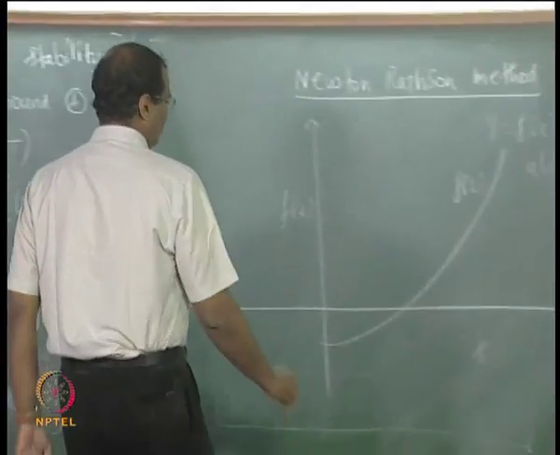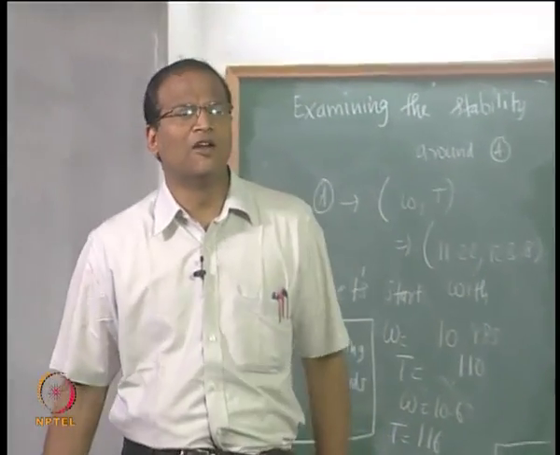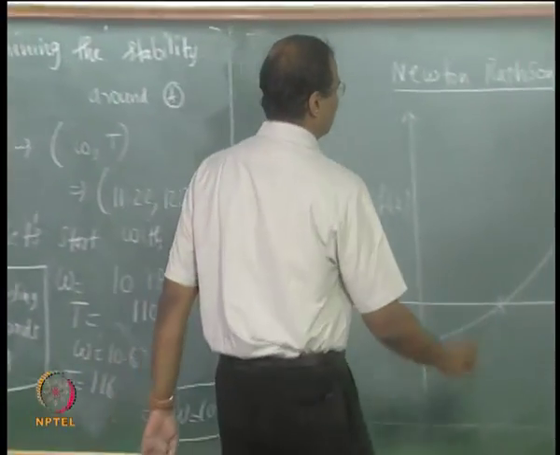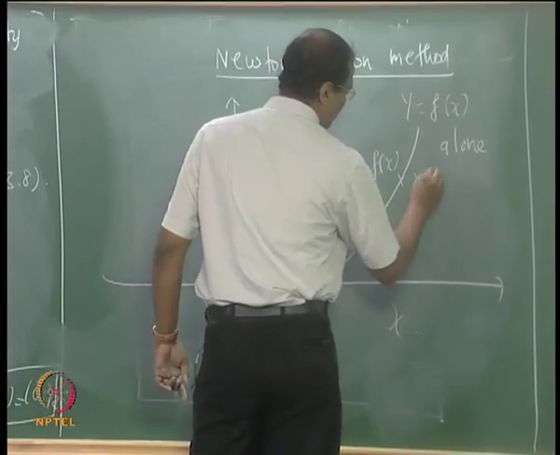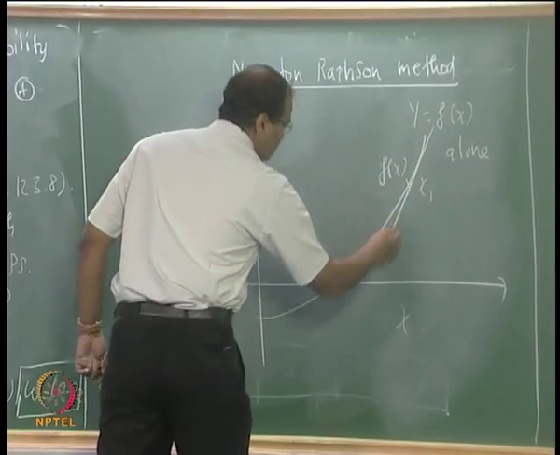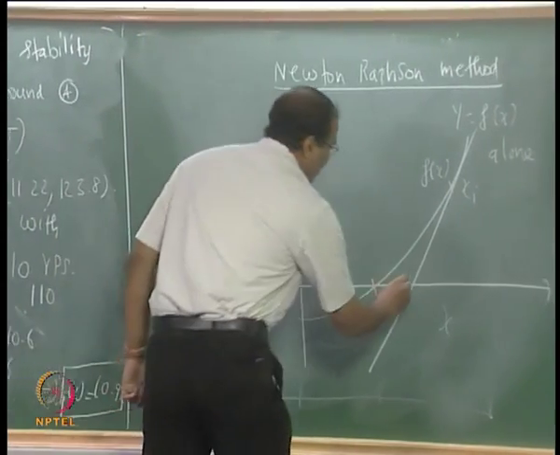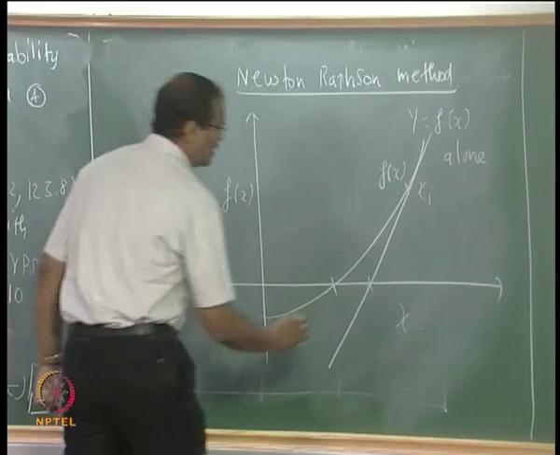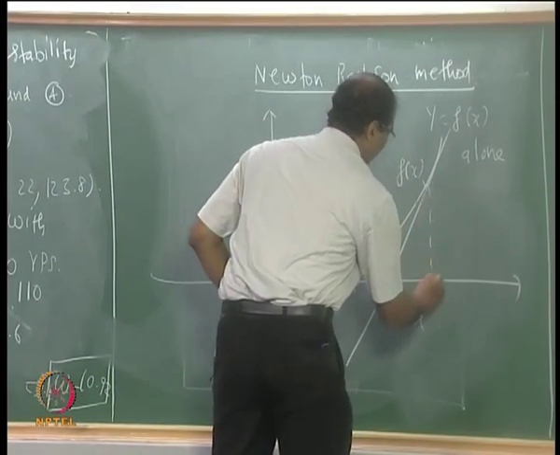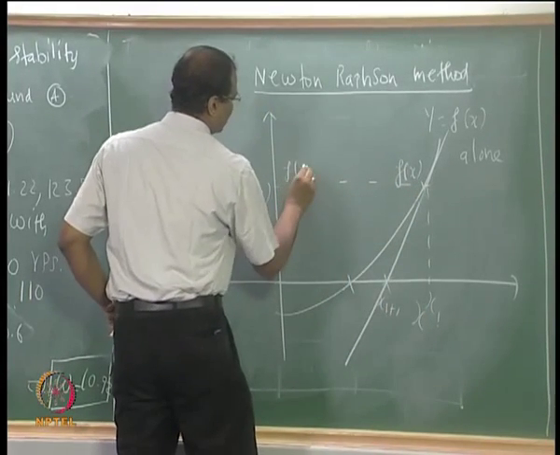Now this is the root. Because the equations are nonlinear or transcendental, there is no direct way of finding the roots. Therefore what we do is we start with an initial guess xi, and then we draw a tangent at this point. Okay, and wherever it cuts the x axis we call that xi plus 1. So this will be xi, so this will be f of xi.